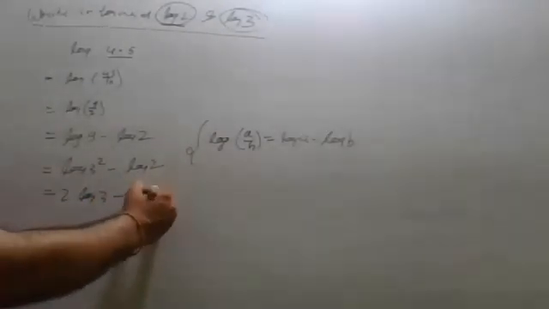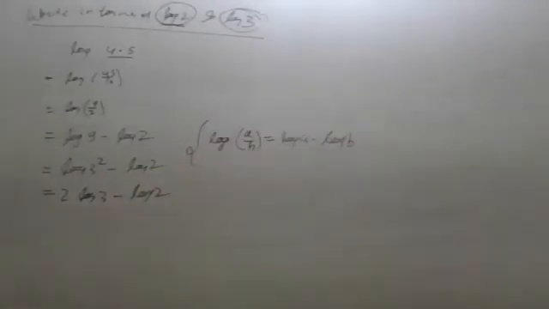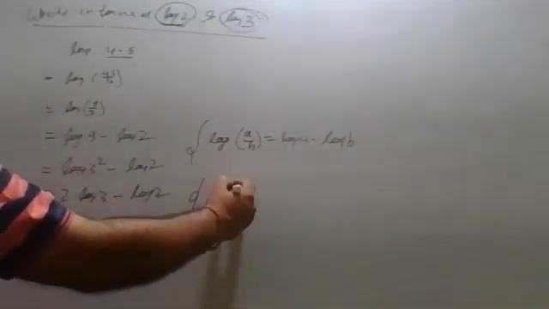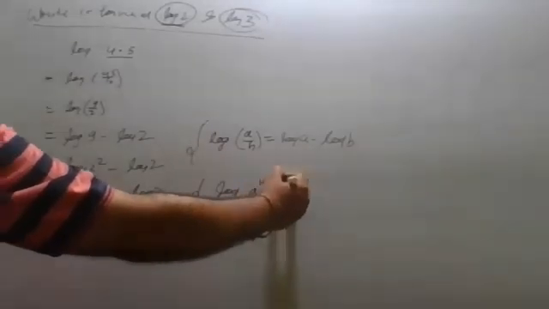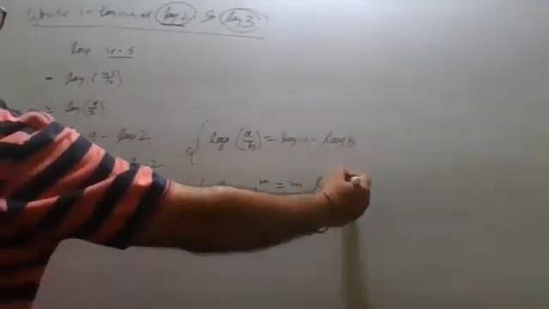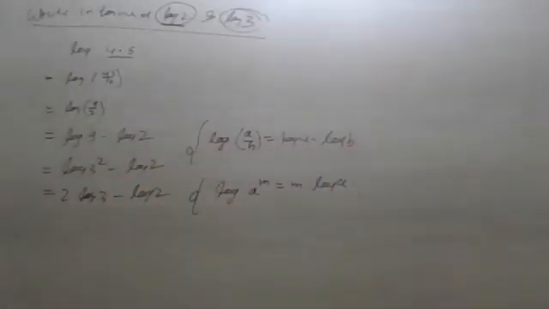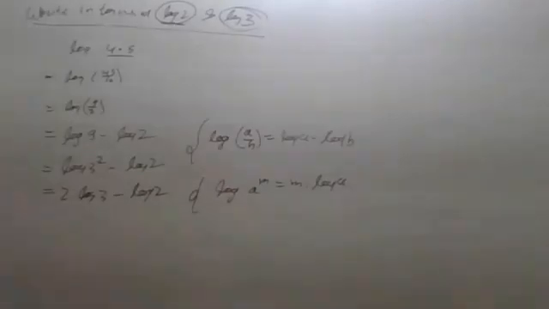Log 1 is not required, just log 2. By using which formula? Log a to the power m equals m log a. So this is the method by which we can write these terms in terms of log 2 and log 3 only. Is that clear to everyone?